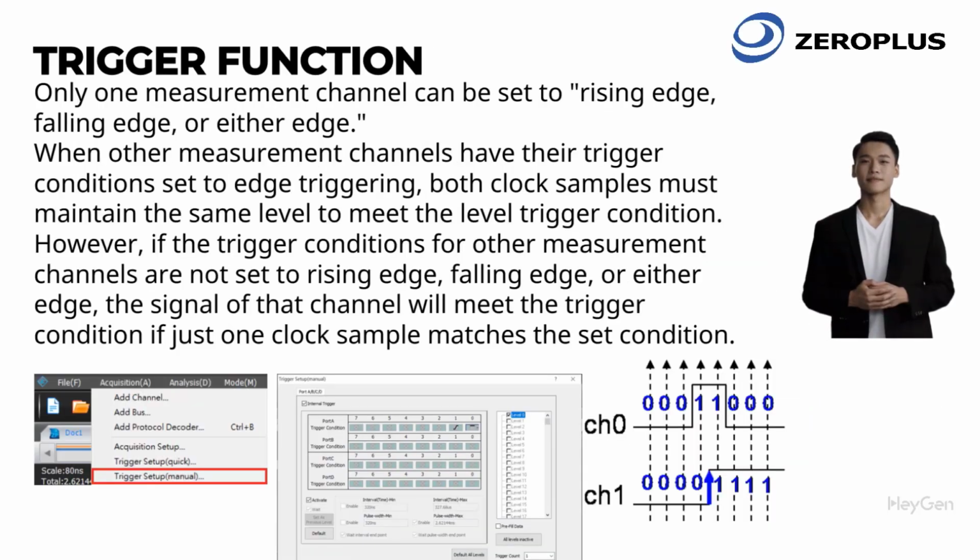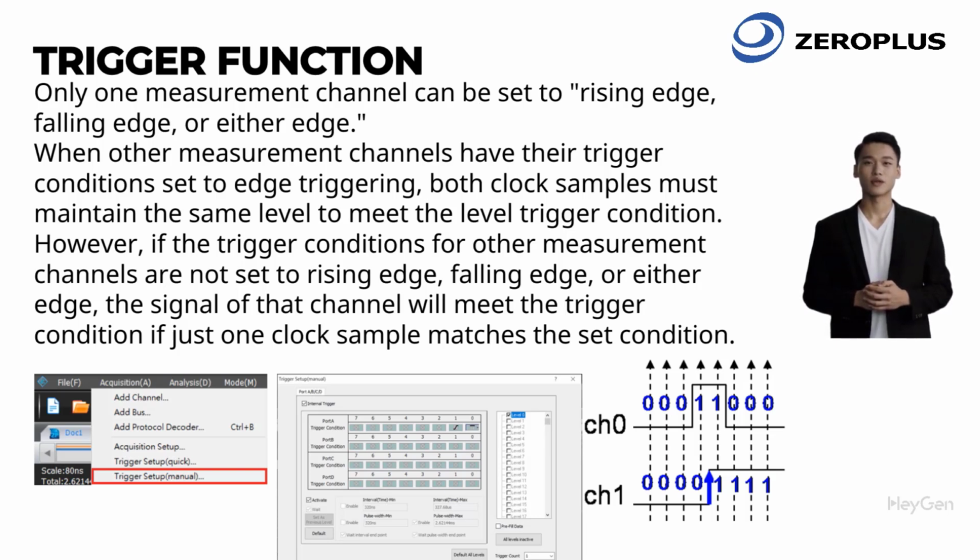Trigger function: level trigger, edge trigger. Only one measurement channel can be set to rising edge, falling edge, or either edge. If the trigger conditions of other measurement channels are set to edge triggering, they must maintain the same level for 2 consecutive clock samples to meet the level trigger condition.